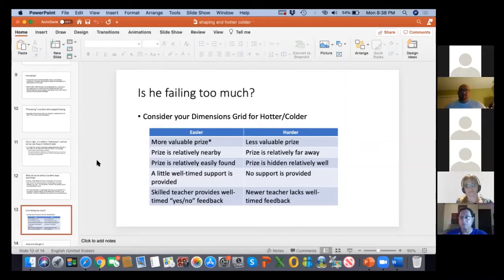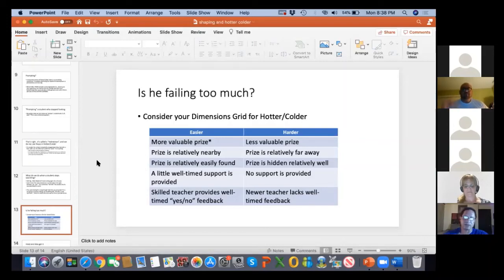Versus you could be really, really challenging with how you hide things. For more advanced learners, they would appreciate it being more challenging. Not having the support in place, having a less valuable prize that's further away, not being very good at knowing when to say yes and no, right? Having poorly timed feedback. All of those things make it harder to teach a kid, to have him succeed in any given round of hot or colder.